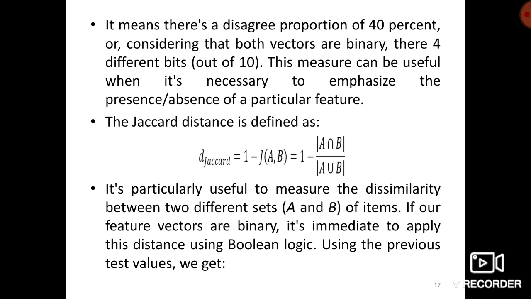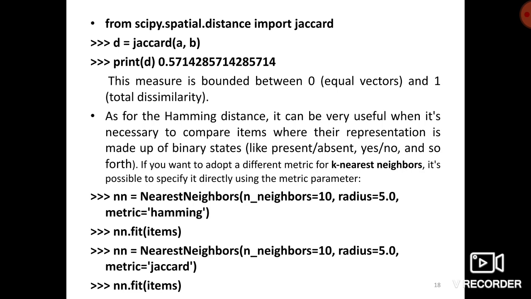Now this is the formula for the Jaccard distance, and the Jaccard distance is particularly useful to measure the dissimilarity between two different item sets. Suppose we have A and B, two different items, and we want to measure the dissimilarity between the two item sets. If our feature vectors are binary, it is immediate to apply the distance using Boolean logic. Using the previous test values, we will get the output 0.57. This is the Jaccard distance between A and B.